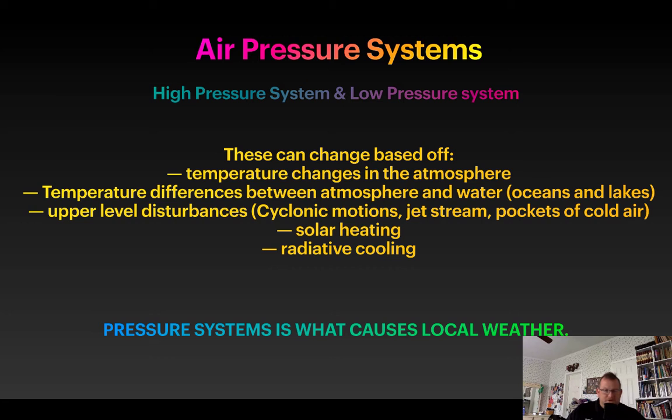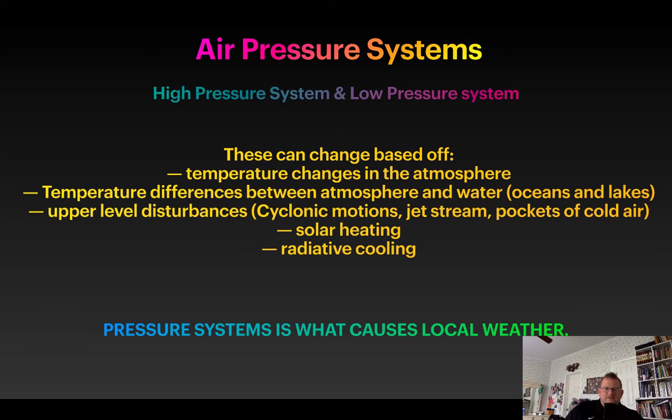Any upper level disturbance, when we say that, we mean cyclonic motions. That means the atmosphere going in a circle, tornado, think tornado or hurricane. Okay, that's an upper level disturbance that comes down to the ground on occasion. Cyclonic motions happen all the time. It's just we don't notice them until they come down to the lower level. They're usually upper level. The jet stream, we'll talk a little bit about the jet stream probably tomorrow.